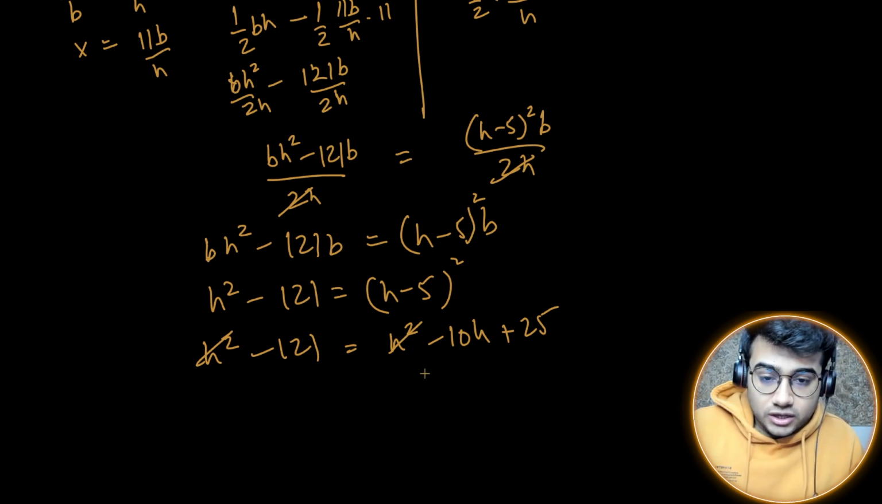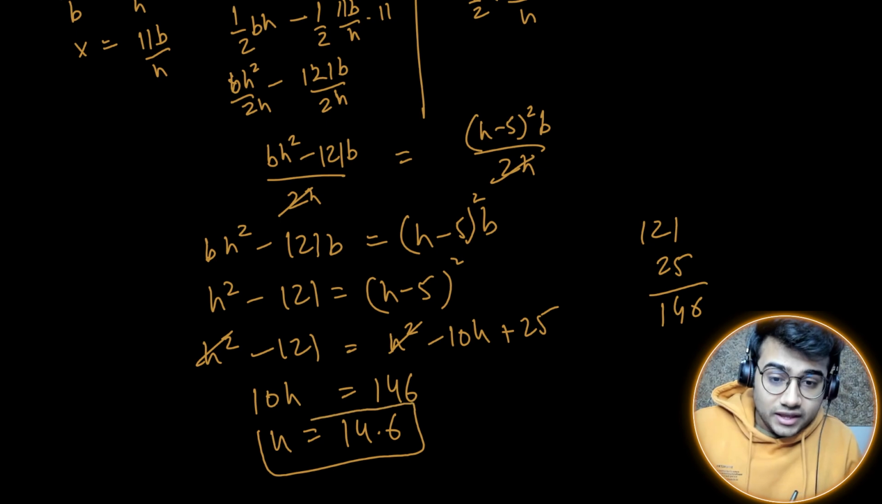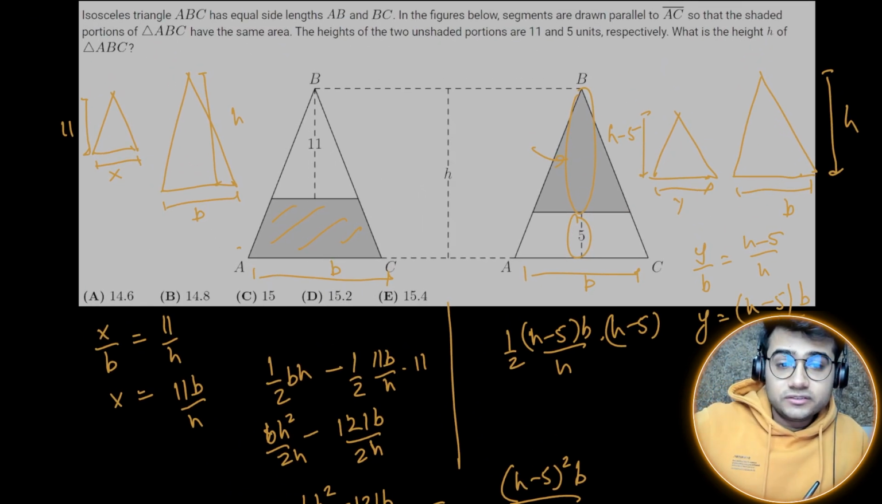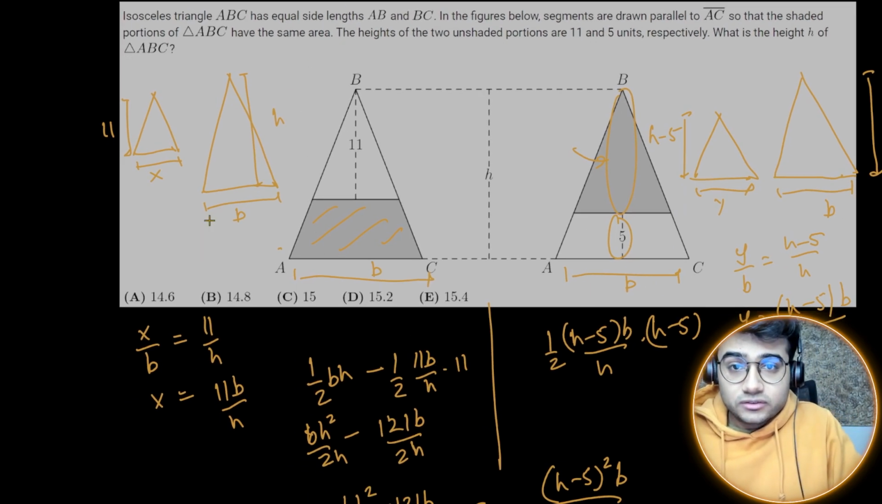Now we have just a linear equation. So I'm going to move the 10H to the other side, and add 121 to both sides. So what does that give us? 121 plus 25 is 146. Okay, so 10H equals 146, so then H is just 14.6, and that is our answer. So you see, this is just applying the conditions that they gave you, and lots of algebra. So our answer is A.